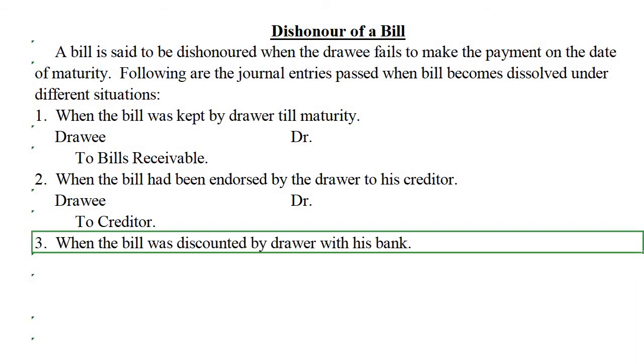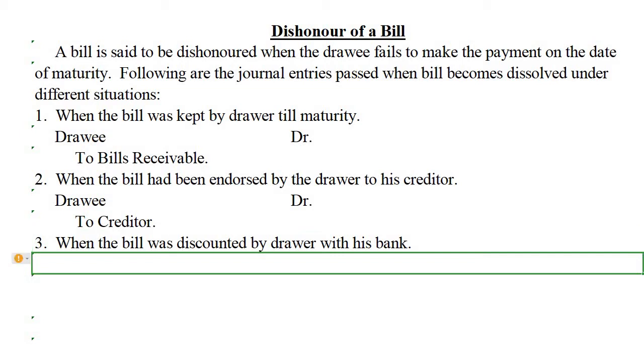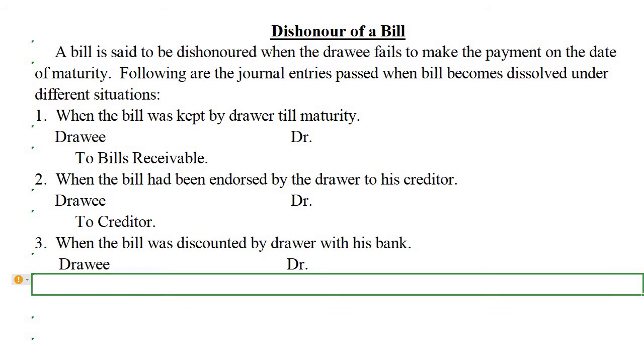we can say when the bill was discounted with a banker by the drawer. When the bill was discounted by the drawer with his bank, now money has to be given to whom? To the banker. So the drawee has to give money to the banker. So the journal entry will be drawee debtor to bank.